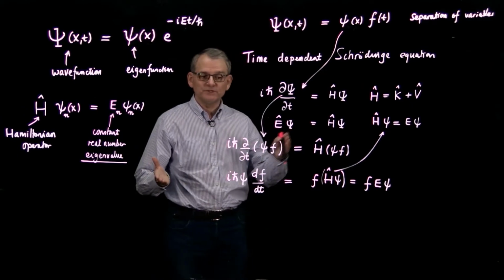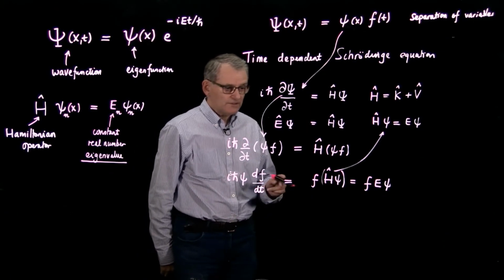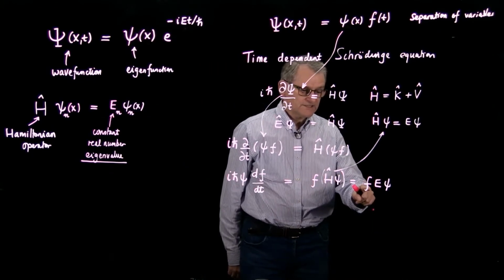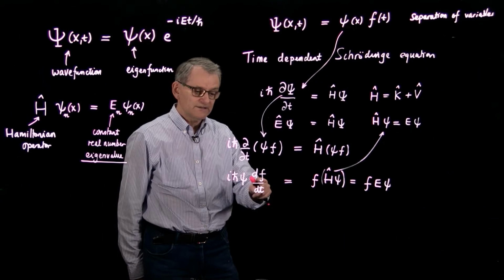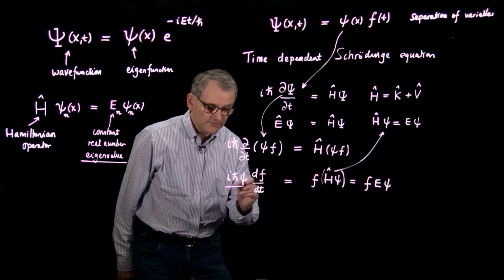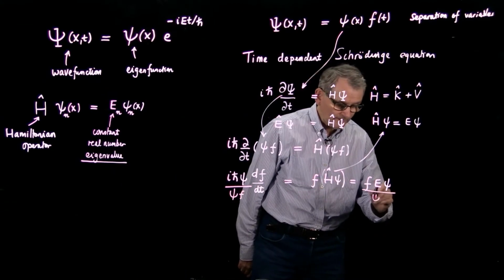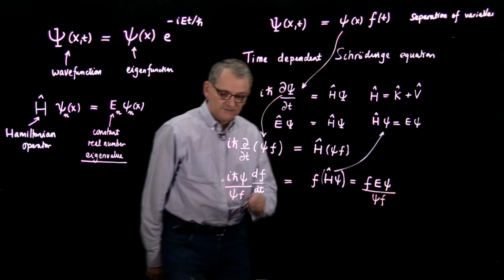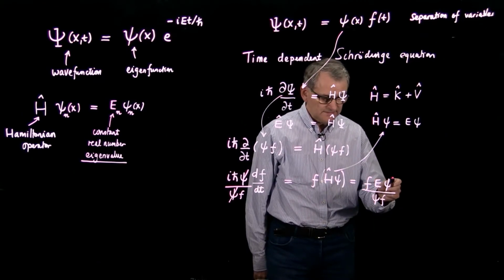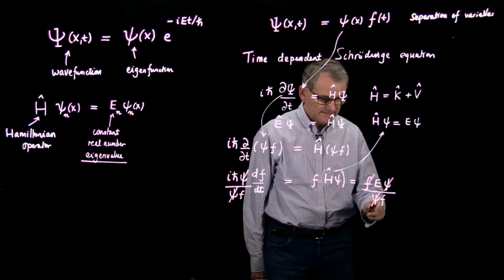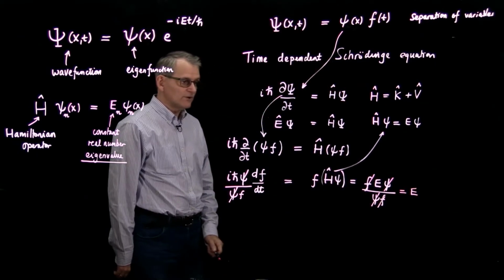If it's making a transition between states, this factorization will not work. So what can I do now? Well, you can see that I've got f psi on the right-hand side, and on the left-hand side I've got psi and df/dt. So let's divide both sides by psi f. When I do that, you can see that the psi's cancel here, and the psi and the f cancel here, leading to the constant E.